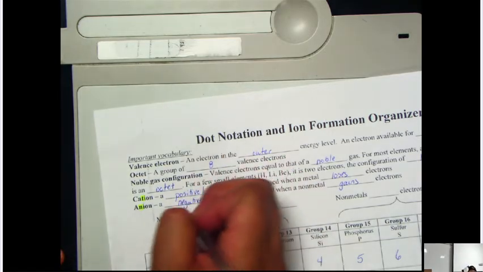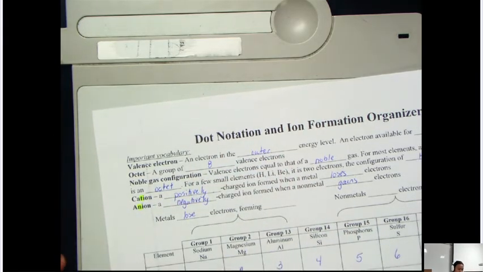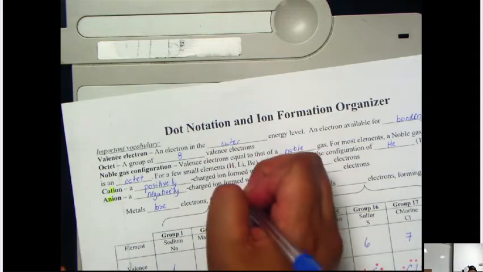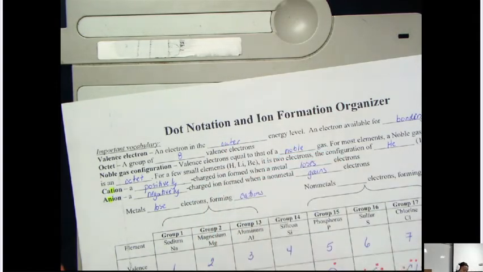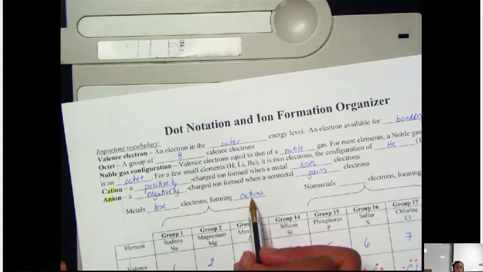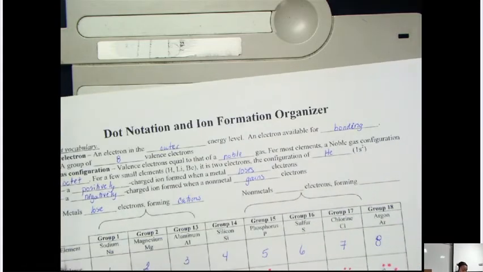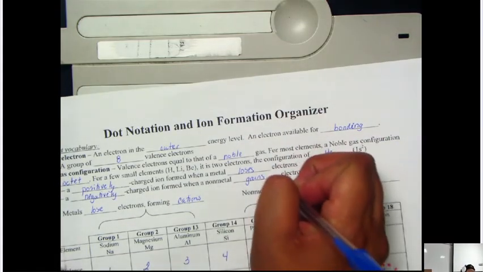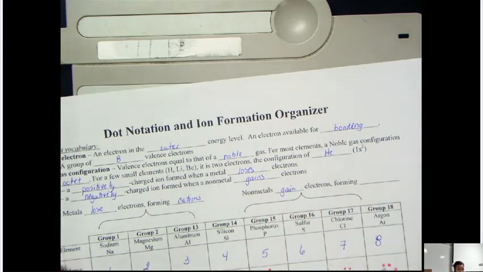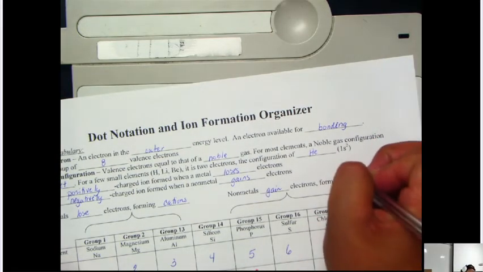So metals lose electrons, forming cations. They lose electrons, which means they will have more protons, and that will make them positively charged, so that is why they are cations. Your nonmetals, on the other hand, are going to gain electrons. They're going to bring in electrons, which is going to mean they will have more electrons than protons, more negatives than positives. So overall, they will have a negative charge. So they form anions.